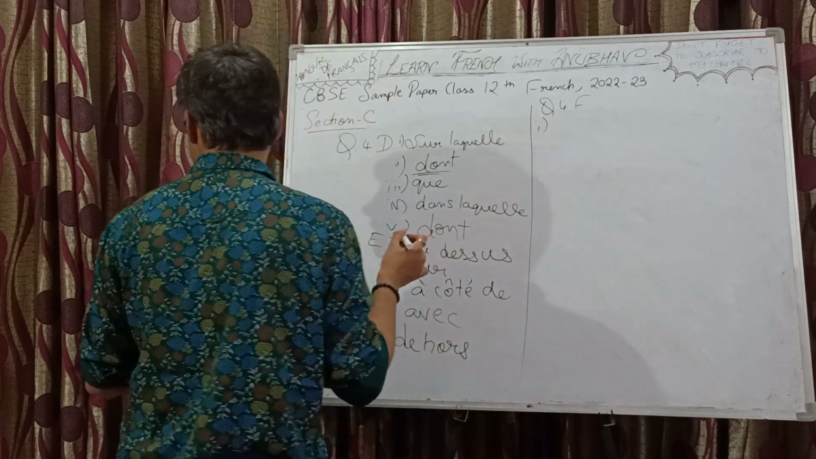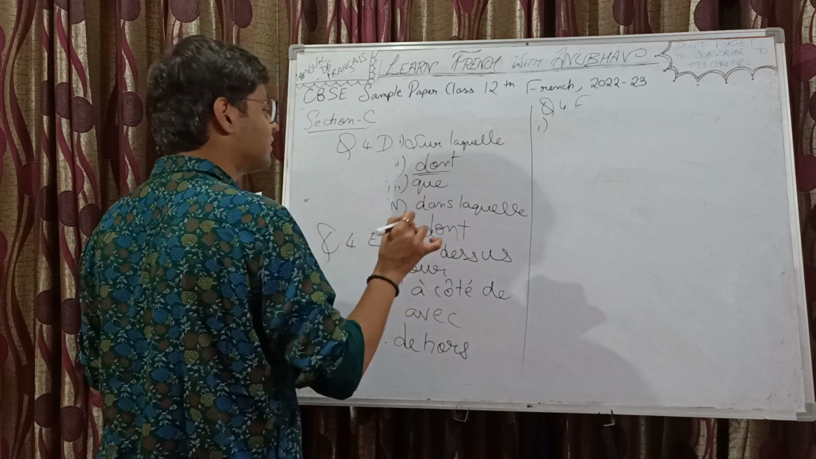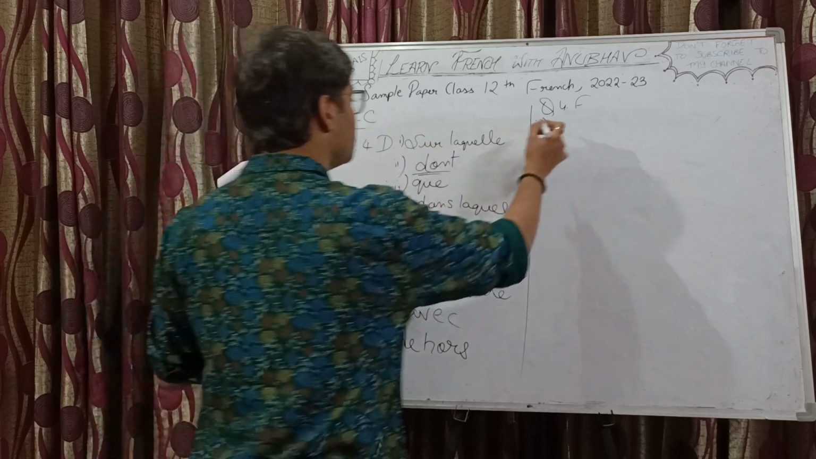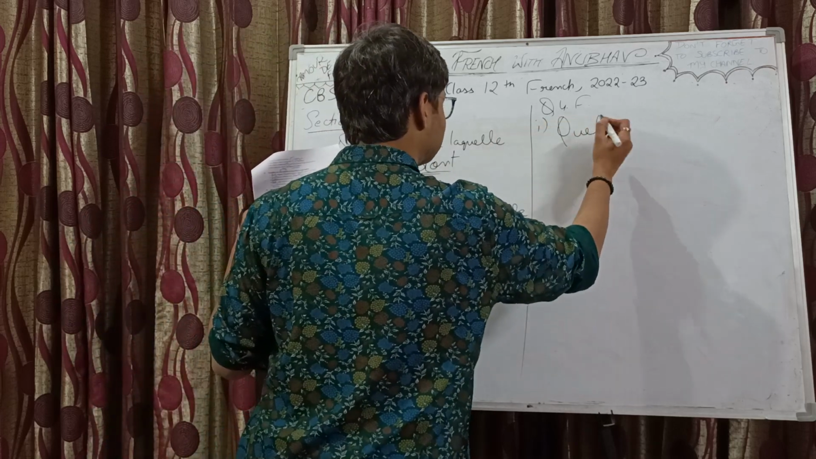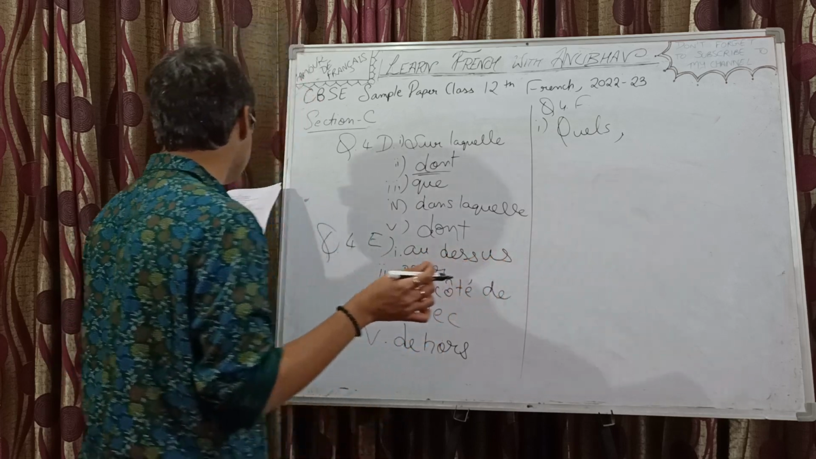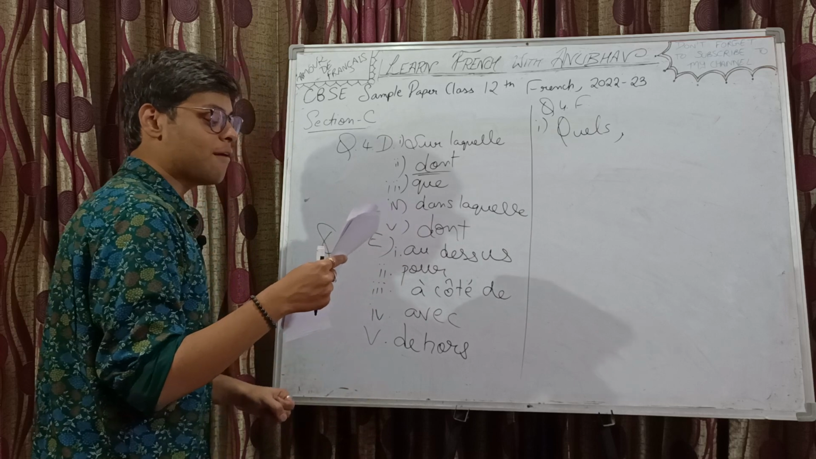So in the first blank, quel magasin? Magasin masculine singular, magasin with S masculine plural. Here it's magasin with S. So quels, Q-U-E-L-S, adjective interrogative in the first blank. Then quel magasin fréquentez-vous et aimez-vous le plus?